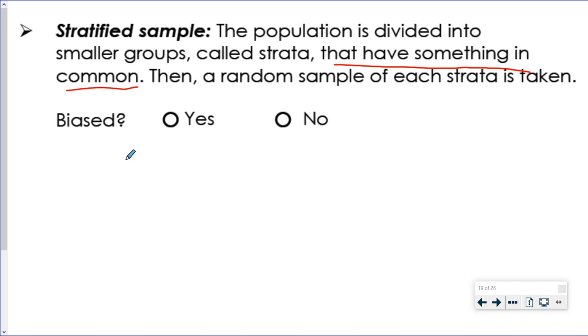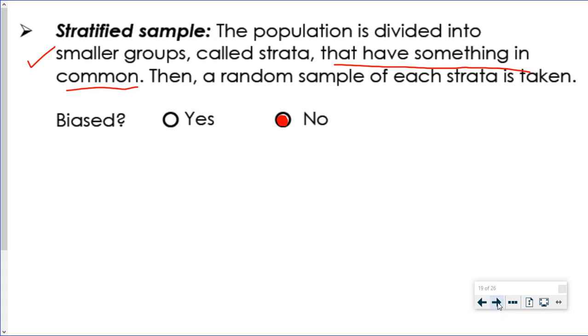Now, would that produce biased data? In other words, data that, again, is not representative of all the students altogether? And the answer there, again, is no. That does not produce biased data. So this is another good way to collect data.